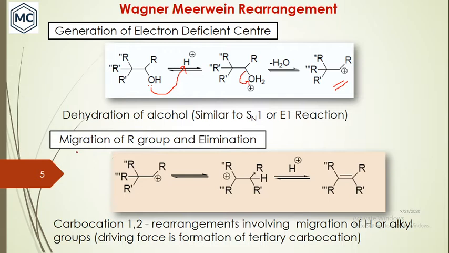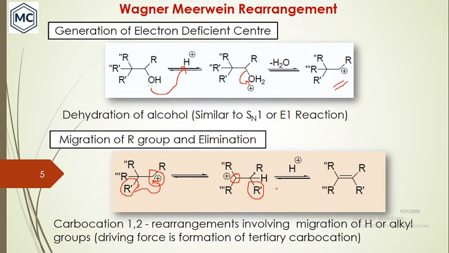And then migration of the R group occurs, and in this particular example here R dash is migrating to this carbon atom. Okay, and it forms another carbocation. And in this particular case, this was actually a secondary carbocation, and after migration it formed a tertiary carbocation. So the driving force for the migration is the formation of a highly stable carbocation. We already know that tertiary carbocation is more stable than secondary carbocation. This is the driving force for the migration.